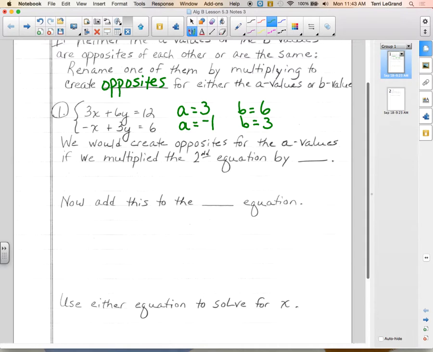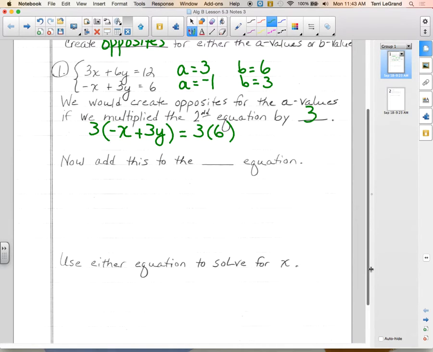We want to create opposite A values. So we're going to multiply that second equation by, what did Brighton say? 3. We're going to multiply the second equation by 3, because that will create opposite A values. Okay, so let's take that second equation and write it down and multiply it by 3. Multiply each side of the equation, or every piece, by 3. We're renaming. So we have a new name for our second equation.